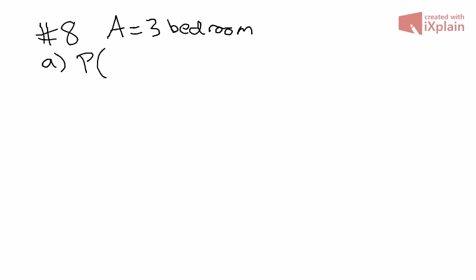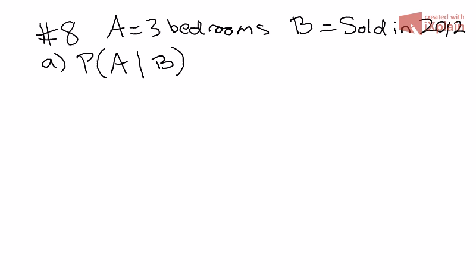Alright. So for number 8, we have that table again with these houses that are being sold, but now we have what we call conditional statements. Okay, so what's the probability that one thing happens, given that this other thing has already happened? So for A, it says, the probability that the house has 3 bedrooms, given that it was sold in 2012. So we know for sure that this house had to have been sold in 2012. So now what's the probability that it had 3 bedrooms?